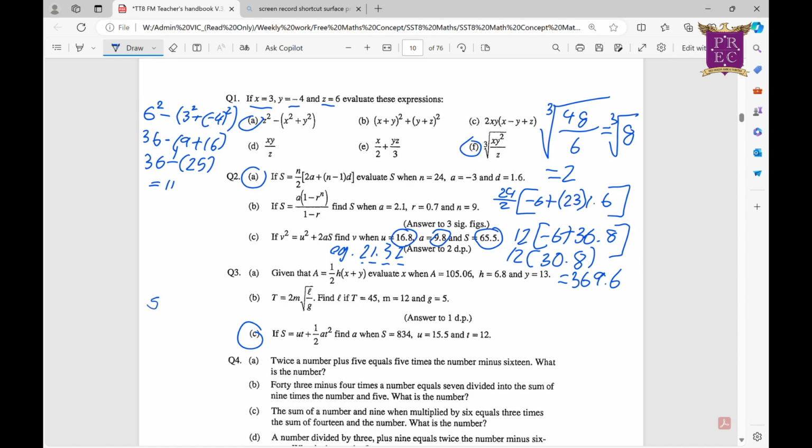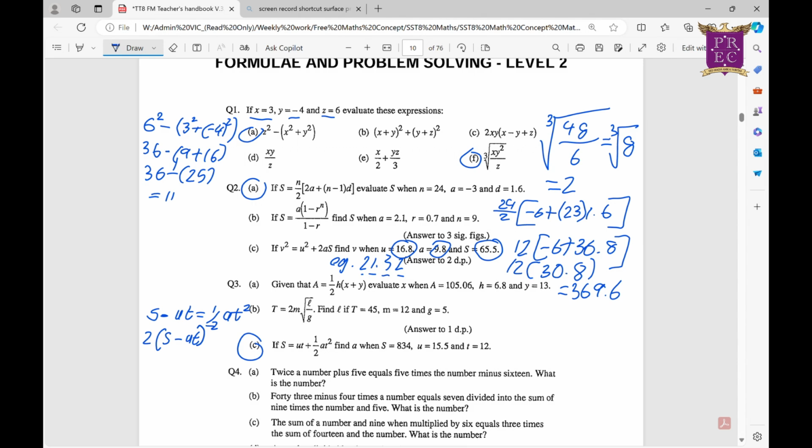So let's take this equation over here and make A the subject. Let's first start with the ut term here. We can do S minus ut is equal to half at squared. The second thing we have to do is to times both sides by 2 so that the half is gone. So S minus ut is equal to at squared. That's fine, we'll just leave it at that.